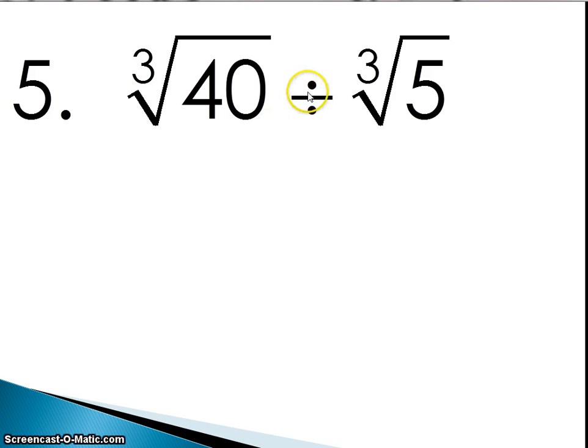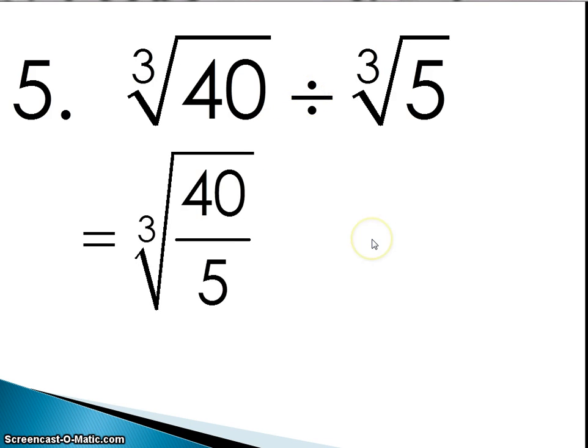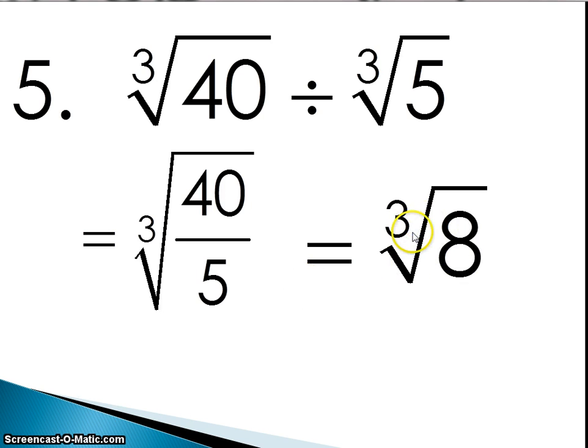This one, both have cube roots. It has the old-fashioned division bar. So now simplify inside the fraction first. 40 over 5 is 8. So now I need to take the cube root of 8. So I do a prime factor, and I see that I get a 2, because it's 2 times 2 times 2.